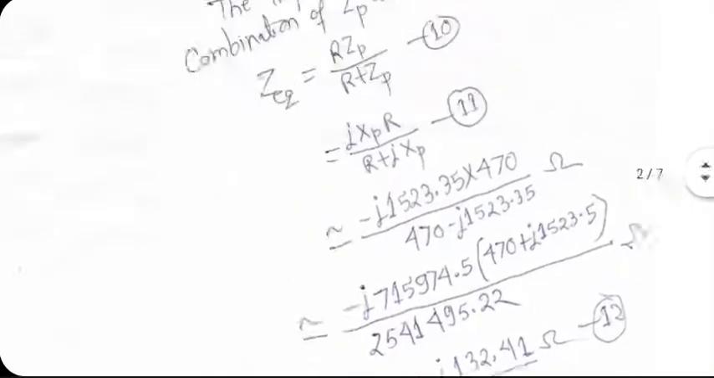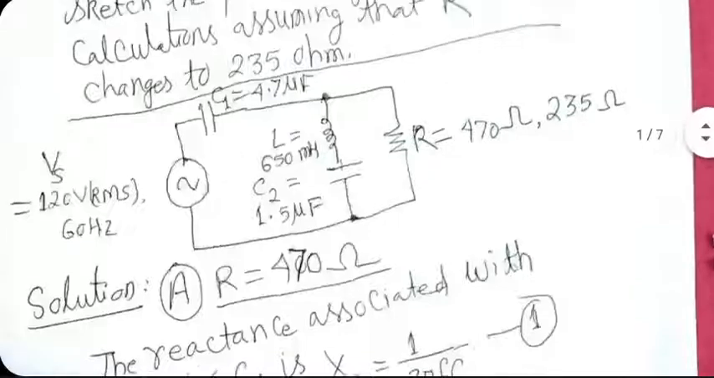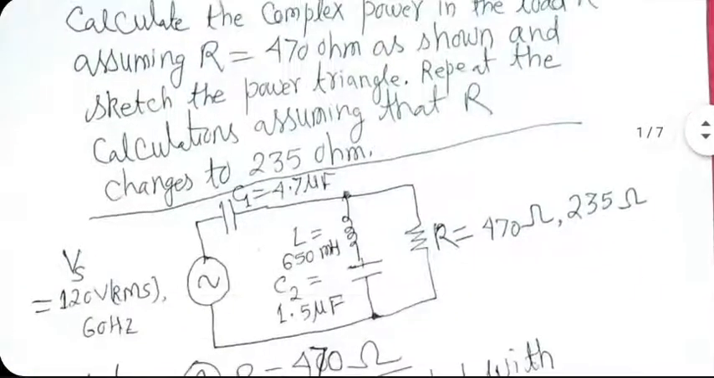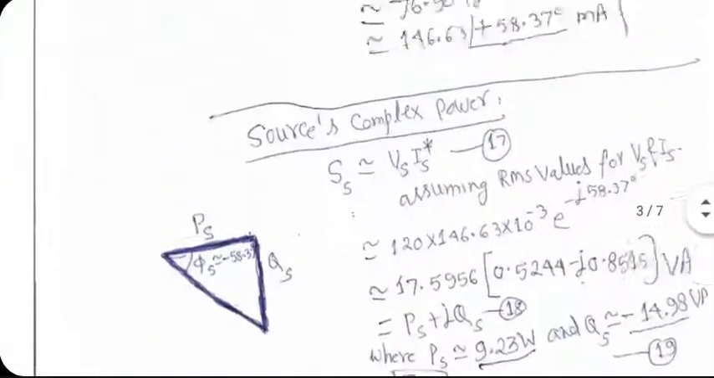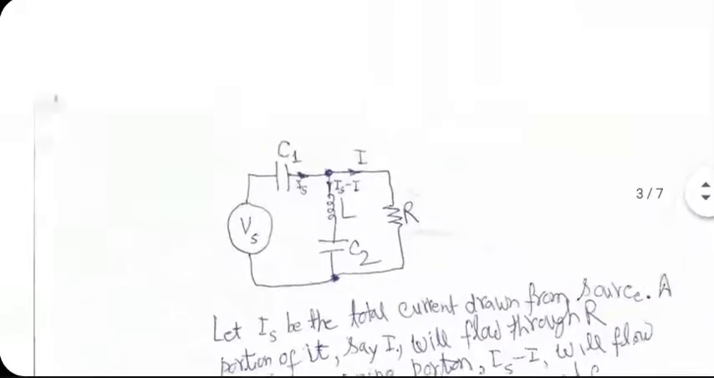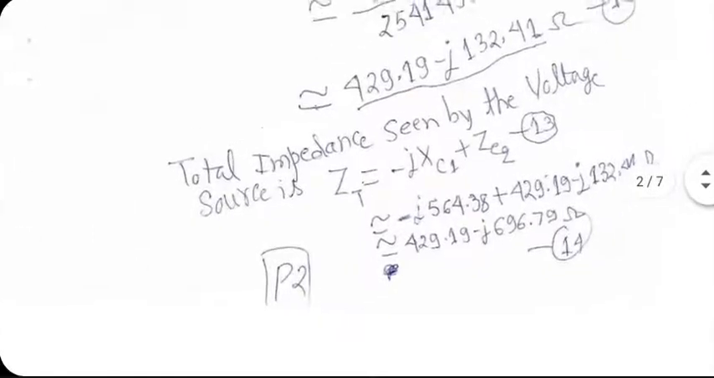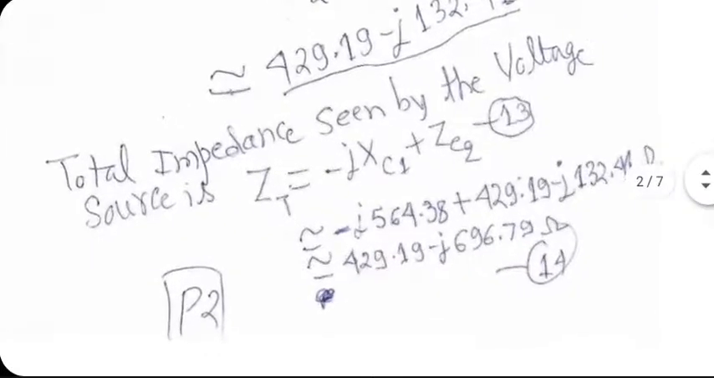Okay. To that, I add the impedance offered by C1 to get the total impedance of the circuit. And that turns out to be, total impedance seen by the voltage source turns out to be ZT equal to this value here. Okay. And this can be converted to polar form also if necessary. Now, what?